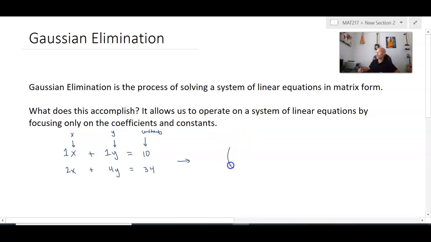So we would represent this by the matrix 1, 1, 10, 2, 4, 34. This is what we call the augmented matrix. The reason we call it the augmented matrix is that we've augmented the coefficients of the matrix with the constants on the right-hand side. Occasionally, and this is not necessary, you'll see a straight line denoting where the equal sign would be. In technology, we would never enter anything in between the second and third column. This is just for our visual purposes.